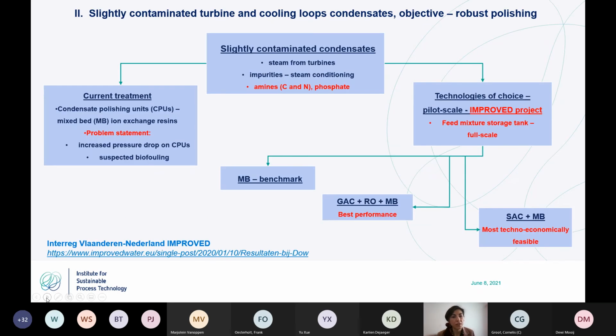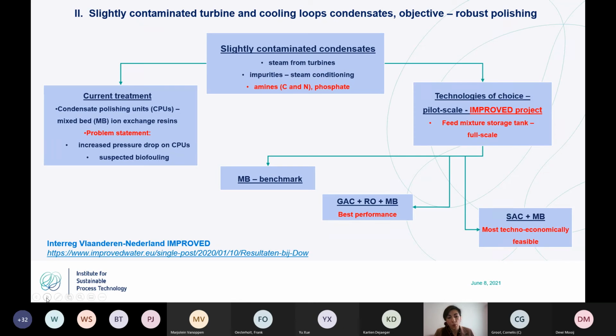Last but not least, the fate of slightly contaminated condensate streams was also briefly covered in the scope of the current research. These condensates are originating from turbine and cooling loops, and they are mainly contaminated with minor organic and inorganic impurities, which result from the breakdown of corrosion inhibitors. They are currently treated in condensate polishing units, which consist of mixed bed ion exchange resins, but they are causing suspected biofouling, which subsequently increases the pressure drop on the CPUs.